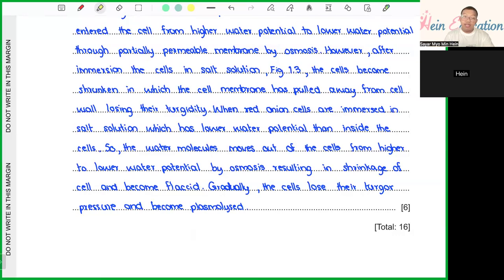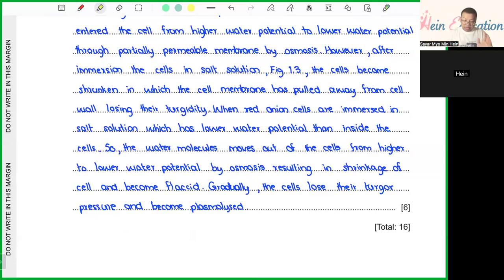And when they are immersed in the solution, which has a lower water potential than inside the cell, the water molecules move out of the cells from higher to lower water potential by osmosis, which results in the shrinkage, or the flaccid state. And gradually, the cells can lose their turgor pressure and they will become plasmolysed. So basically, you have to describe the appearance of the cells and then you have to explain why the cells have this appearance.